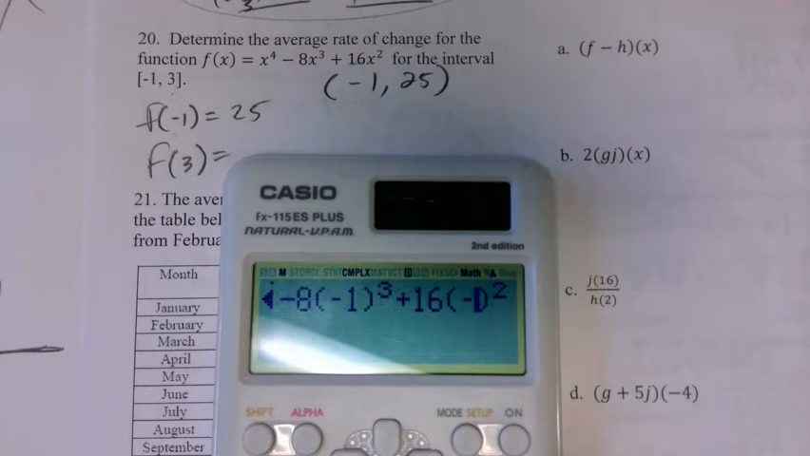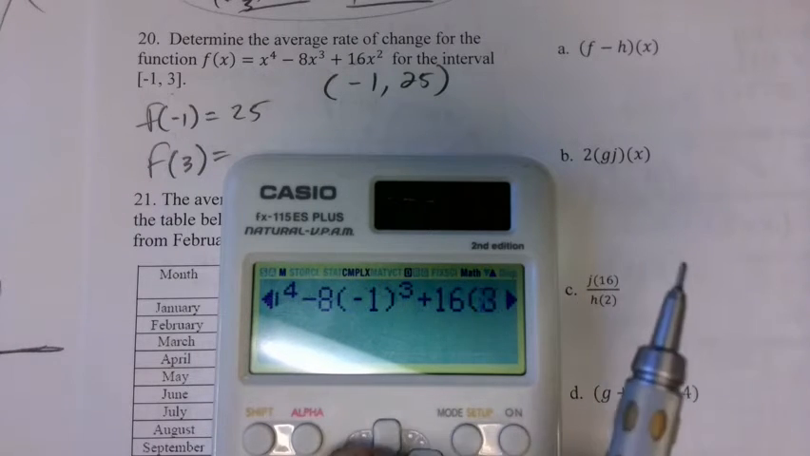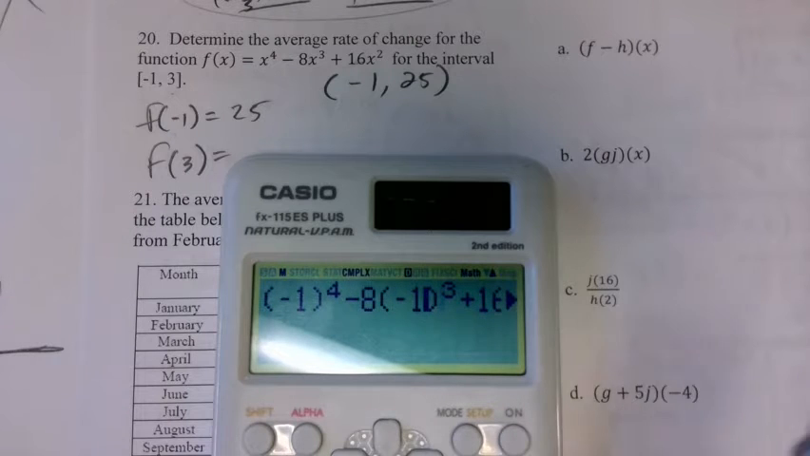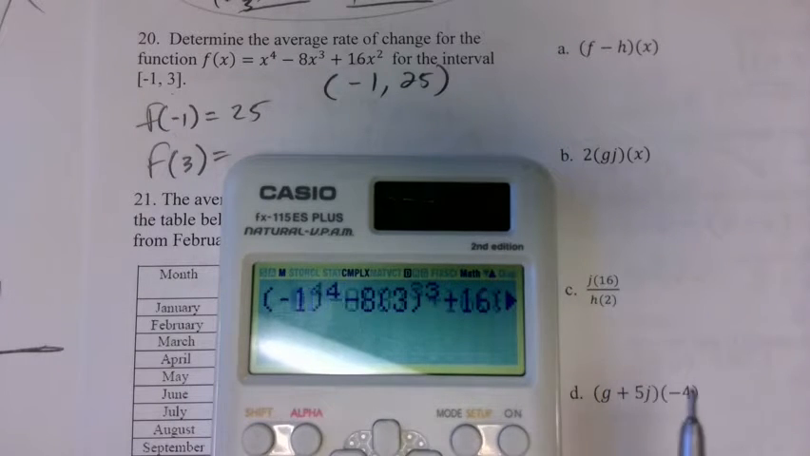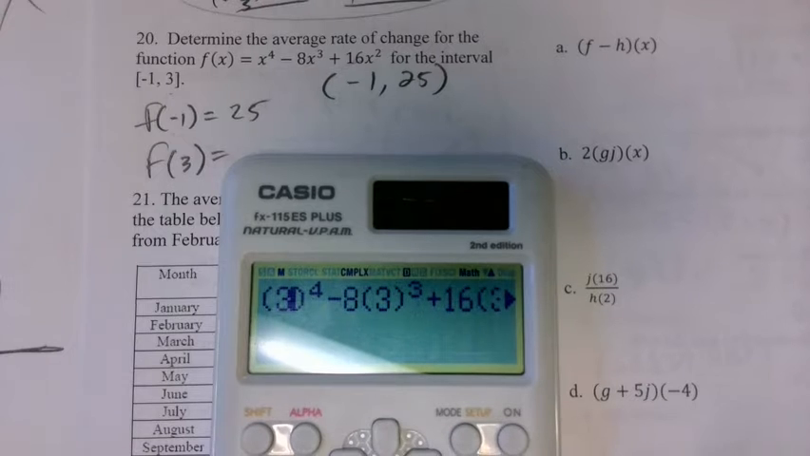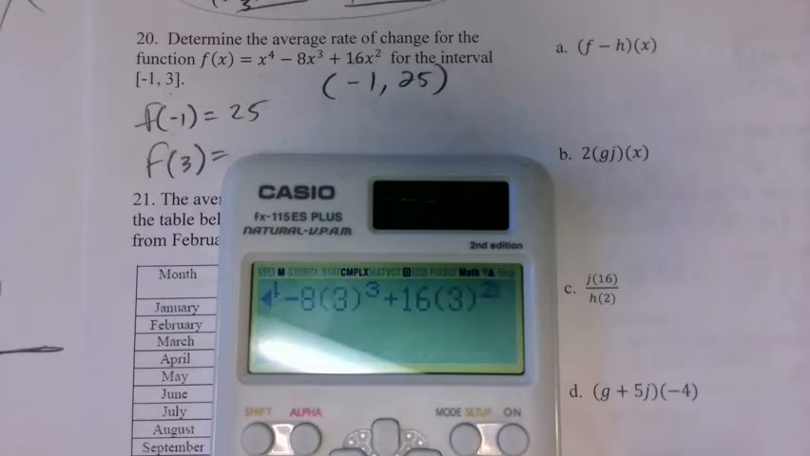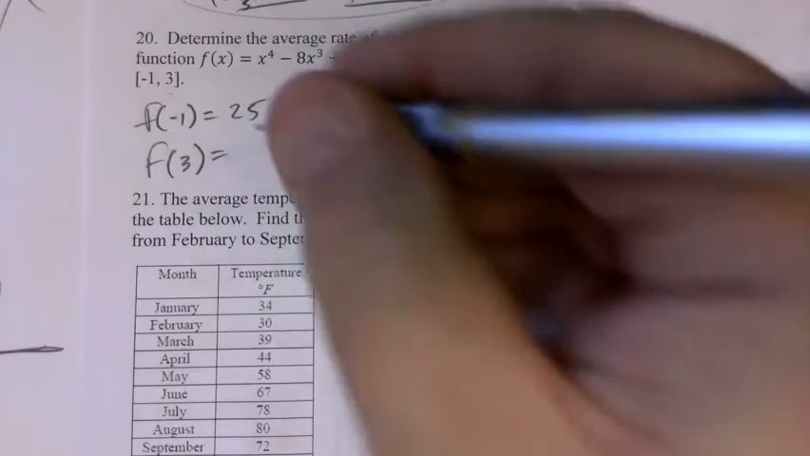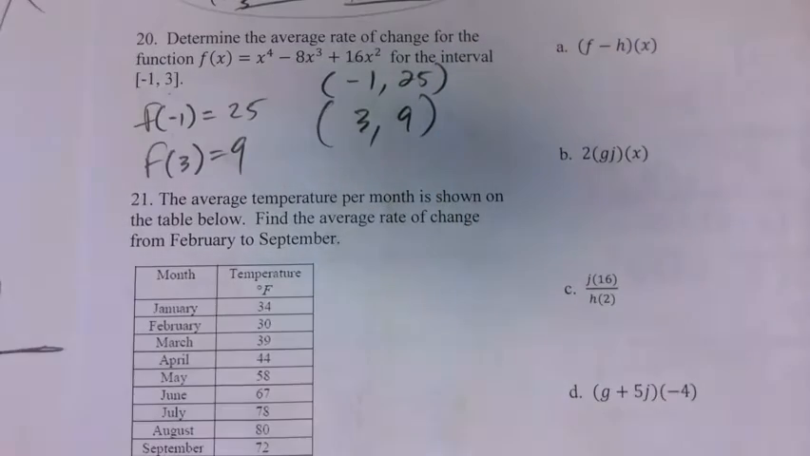3, and I'm just going to, that's a -3. I got to watch that. So everywhere I have a -1, I'm going to change that to a 3. Okay, so 3 to the 4th minus 8 times 3 cubed plus 16 times 3 squared. That'll work. Gives me 9. So I've got the point 3, 9.